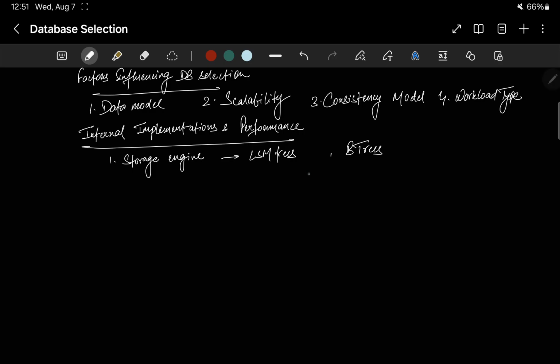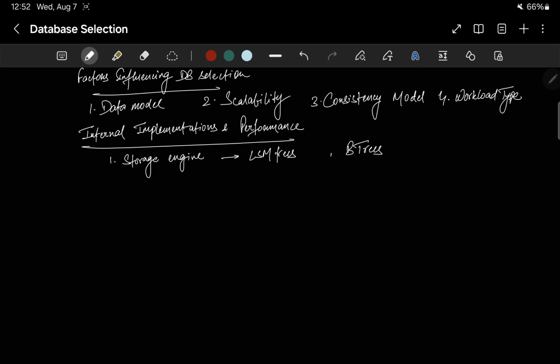So we need to see if for our database the internal implementation is LSM tree or B trees. If our application is write heavy, then we need a database for which the internal implementation is LSM tree. Similarly, if our database is read heavy and it has fewer writes, then we need a database which has B tree as its internal implementation.